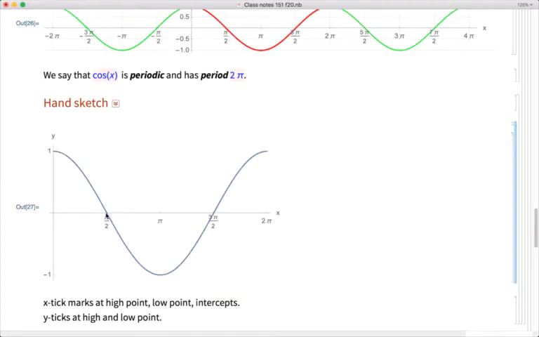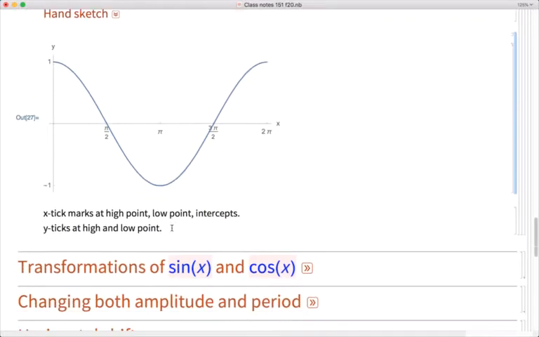We want to see the tick marks where the cosine is 0 and where the cosine is -1 and +1, the high and low values. And the same thing on the y-axis. Show the small value and the big value for y.